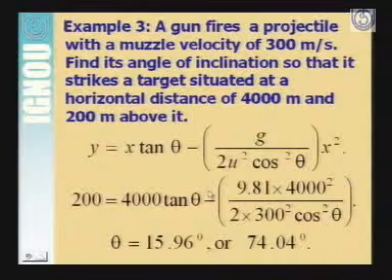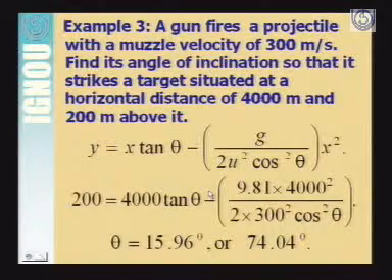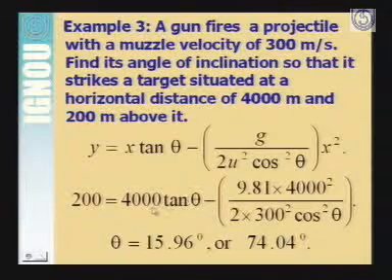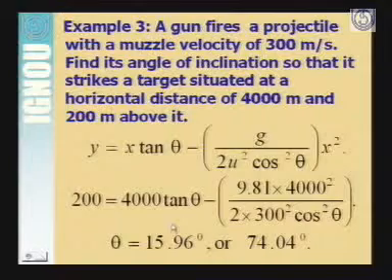So theta comes out to be 15.96 degree or 75.04 degree. Here you see that we have got two values of theta. So with these two angles, if the particle is projected in the air, it will attain the same horizontal distance.